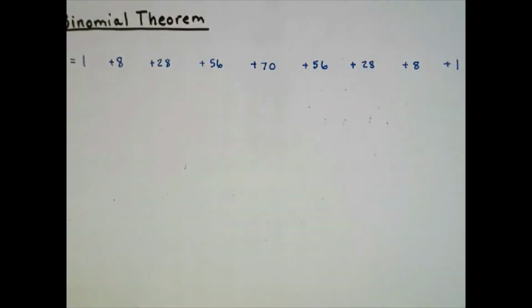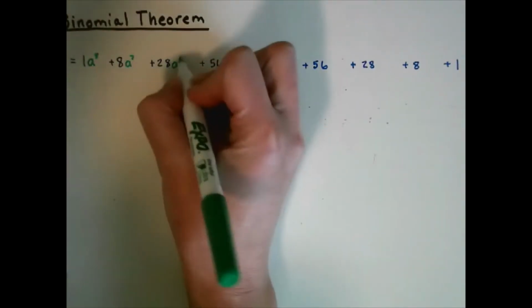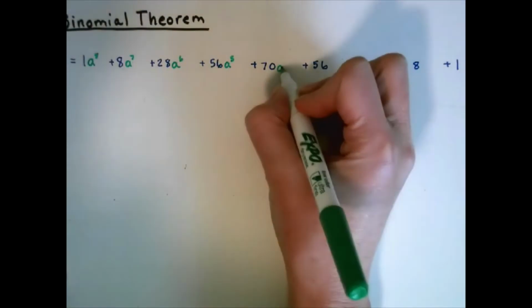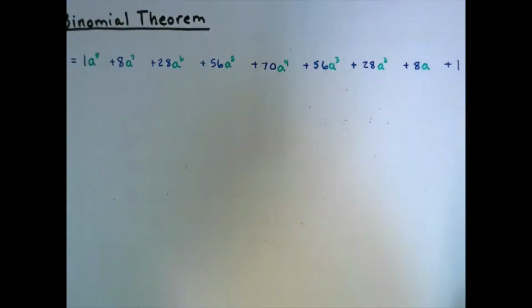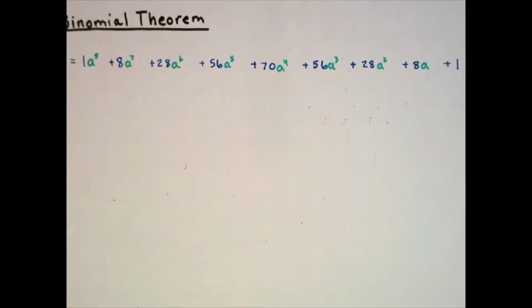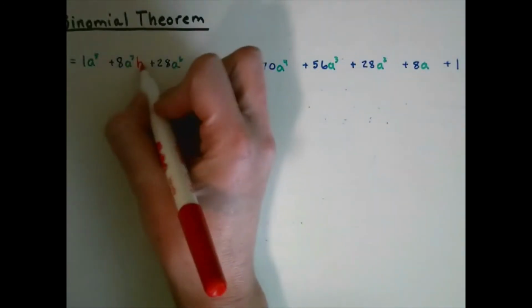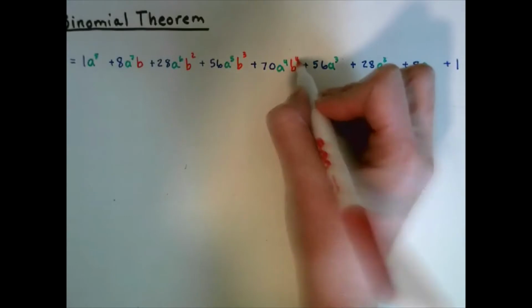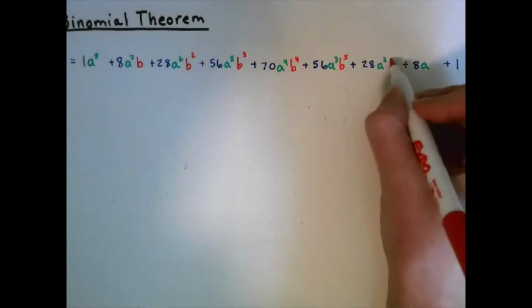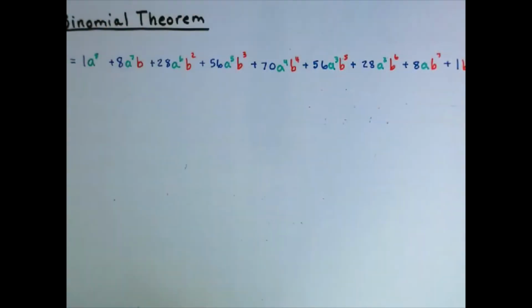Okay, now I'm going to take my a, raise it to the highest power, so a^8, a^7, a^6, a^5, a^4, a^3, a^2, a to the 1st, and a to the 0. Then I'm going to take my b and increase it. So there's no b here, then b, b squared, b cubed, b to the 4th, b to the 5th, b to the 6th, b to the 7th, and b to the 8th.